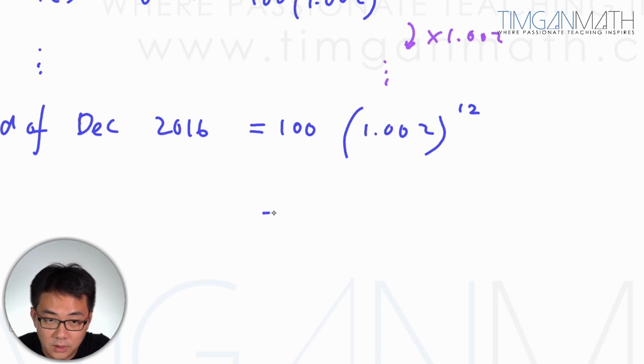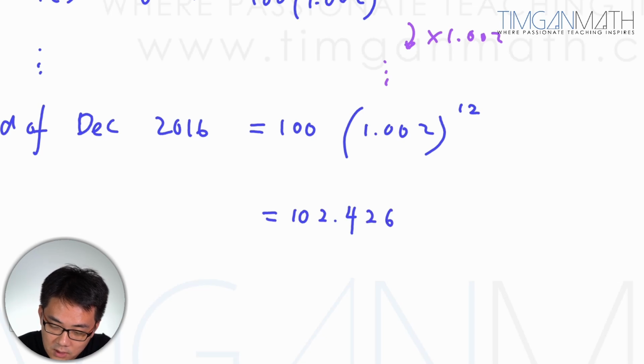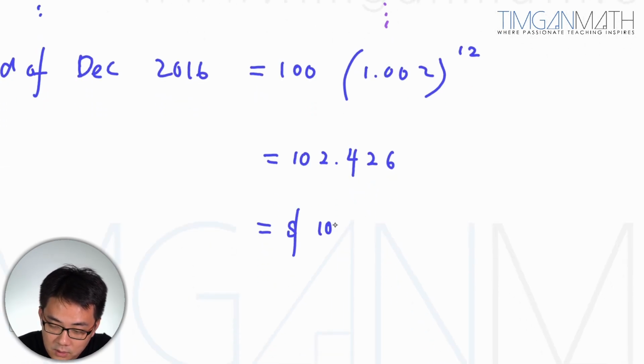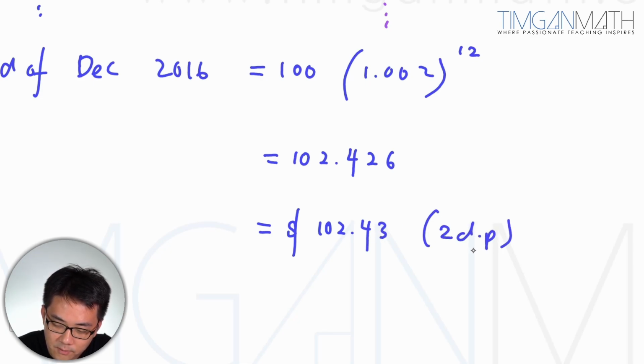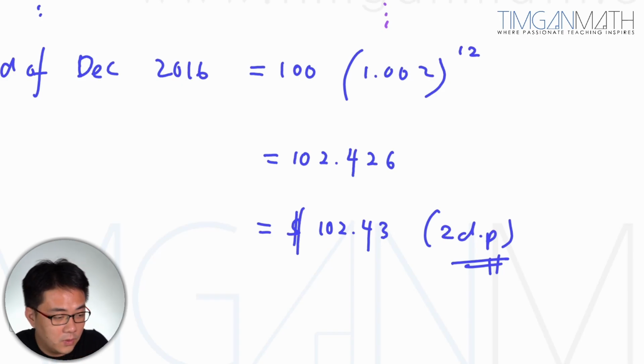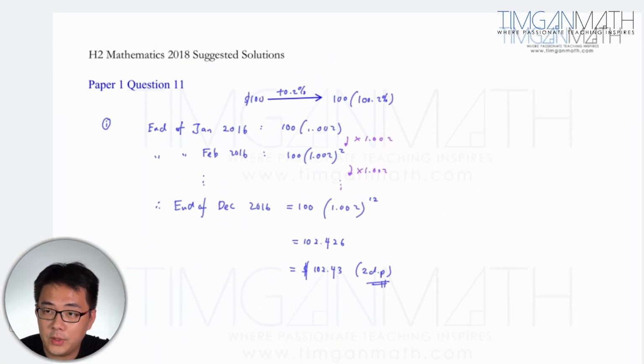actually just 102.43. Okay, so this is how much it's worth. Just put in 2 dp. That's pretty okay. After which, let's look at part 2.